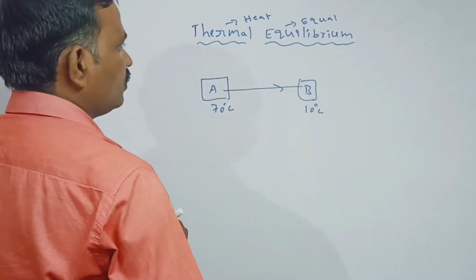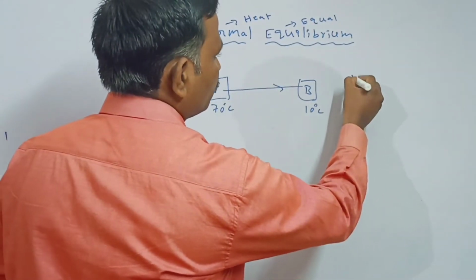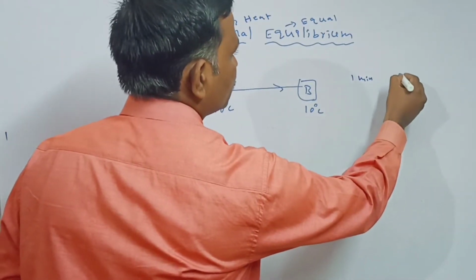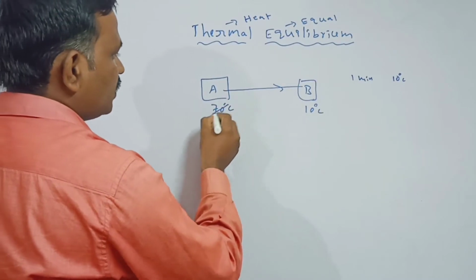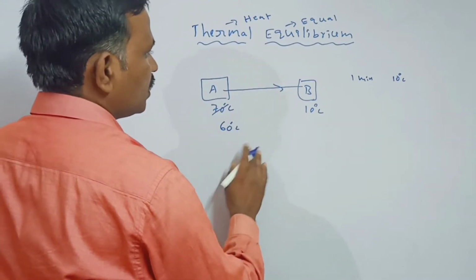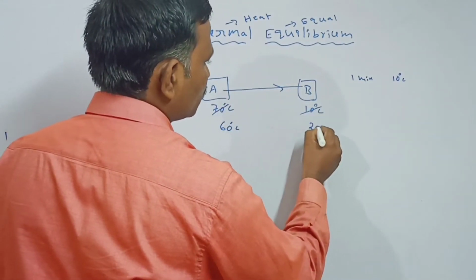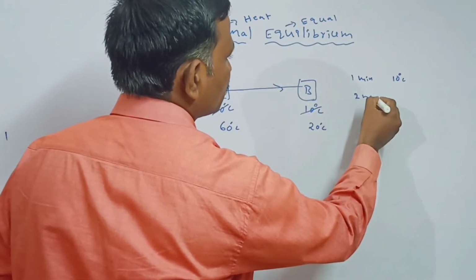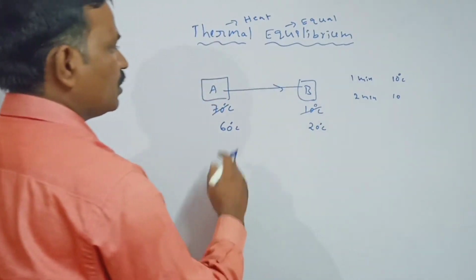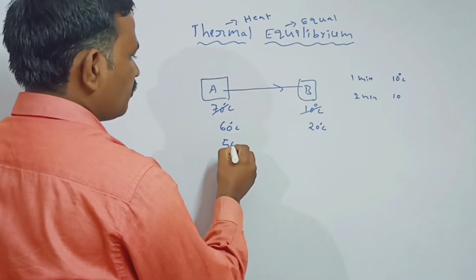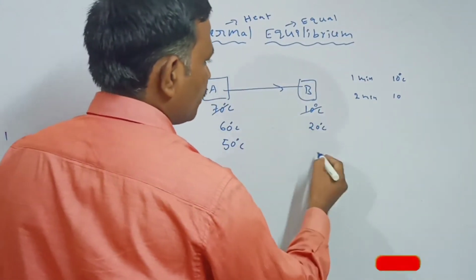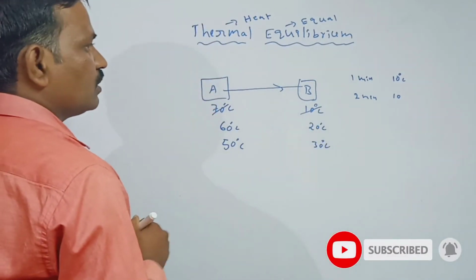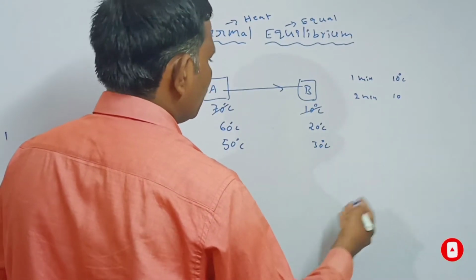We will see with an example. For example, in the first minute, think 10 degrees Celsius of heat is transferred. Then A's temperature becomes 60 and B's temperature becomes 20. Again in the second minute, another 10 is transferred from A to B. Then the temperature of A becomes 50 and the temperature of B becomes 30 degrees Celsius.